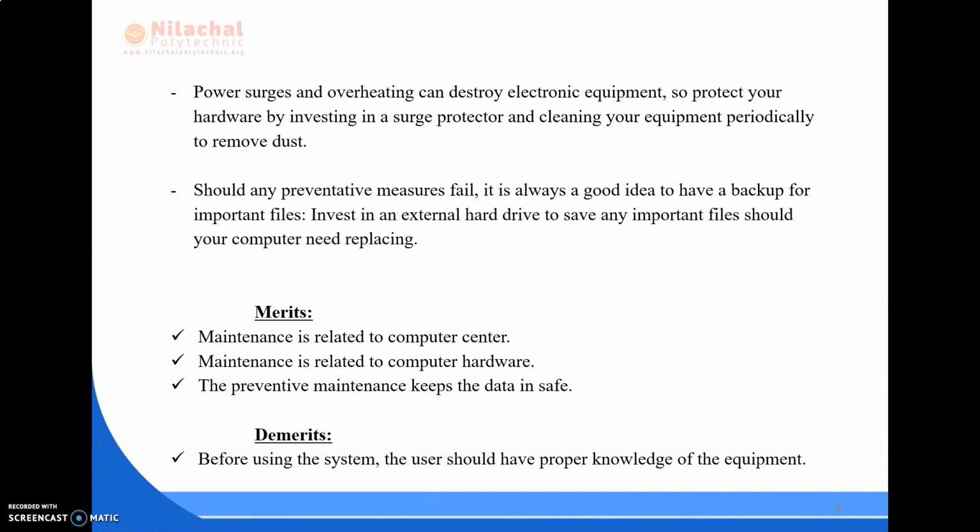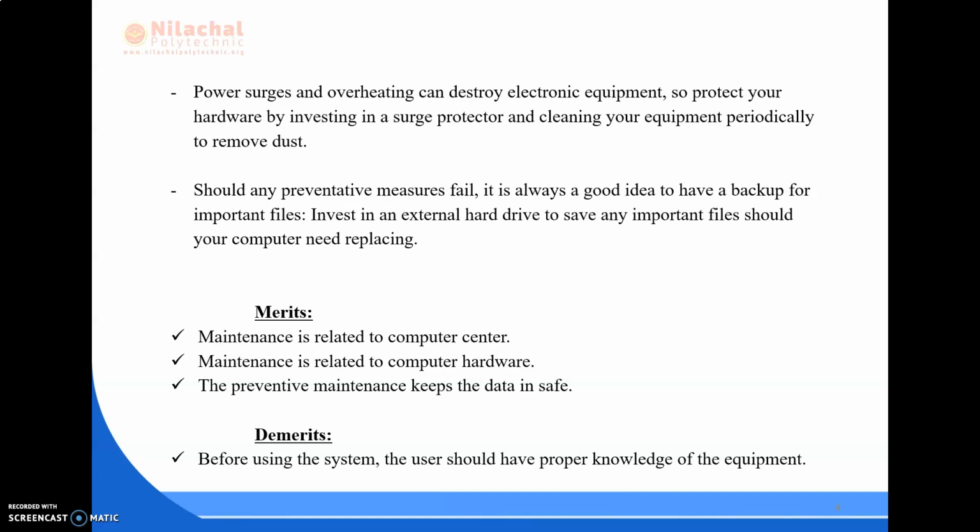Power surges and overheating can destroy electronic equipment. So protect your hardware by investing in a surge protector and cleaning your equipment periodically in order to remove dust. Should any preventive measure fail, it is always a good idea to have a backup of important files. Invest in an external hard drive to save any important files should your computer need replacing.